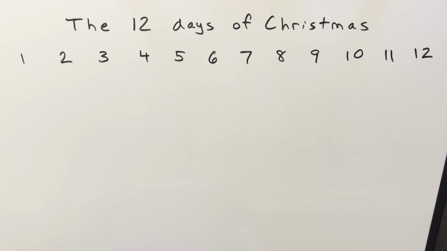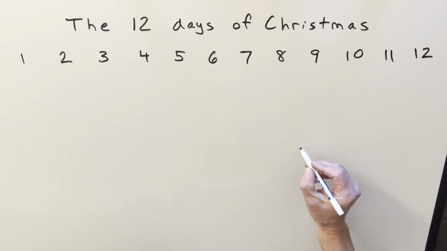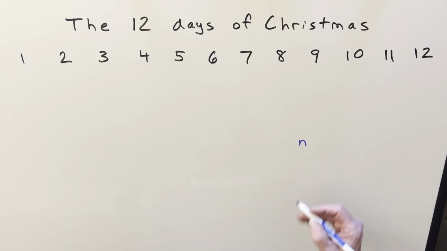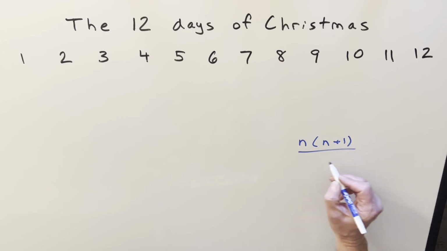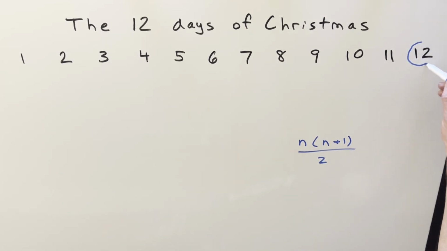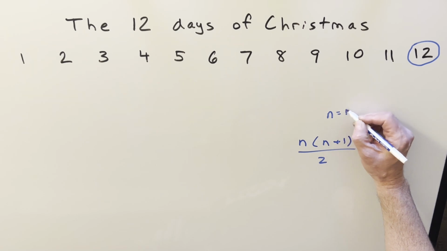So when I saw this, I thought this is really easy because we just need to total up all these numbers, and that's going to be the total number of gifts, right? Just the sum. So basically just the sum of the first 12 positive integers. We actually have a formula for that. The sum of the first n counting numbers is just n times n plus 1 divided by 2. For the 12 days of Christmas, the n value, of course, is going to be just 12.